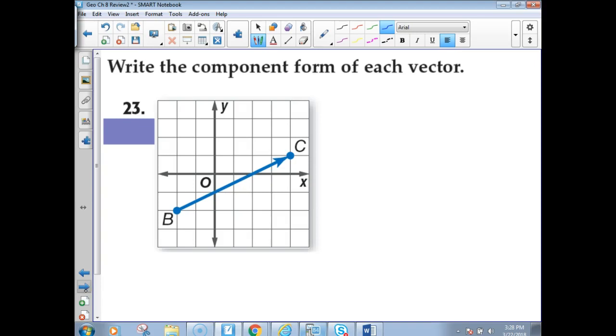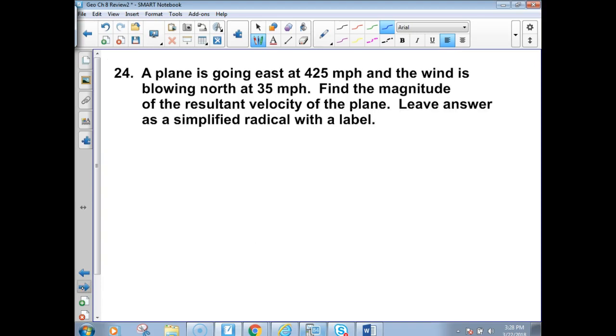Component form we already went over. I think we could skip that. I will continue recording.